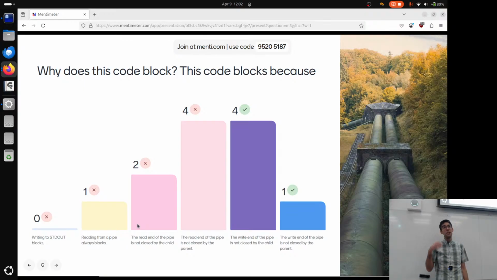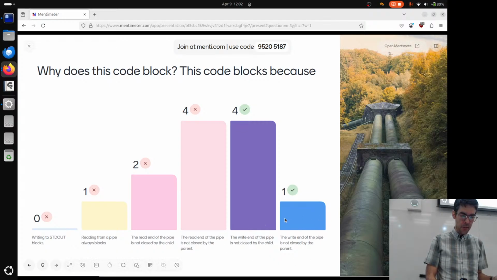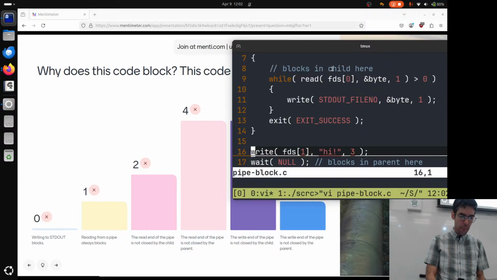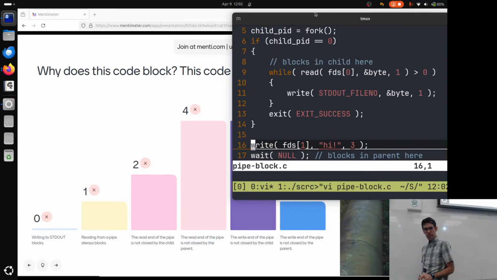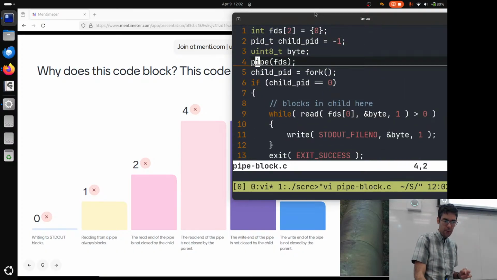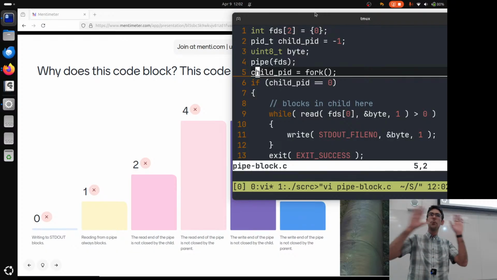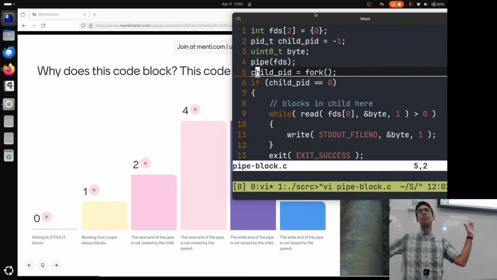These are good things to pick in terms of, yeah, this is ultimately the core problem. There are ends of the pipe that are open where we're still waiting for something to happen. But the key here is that the right end of the pipe is not closed by either the child or the parent. And so the code structure that we've got here is that at line 5, we've called pipe, and then we fork. So we're duplicating the process control block, and both of these processes have entries in their open file table for both ends of the pipe.